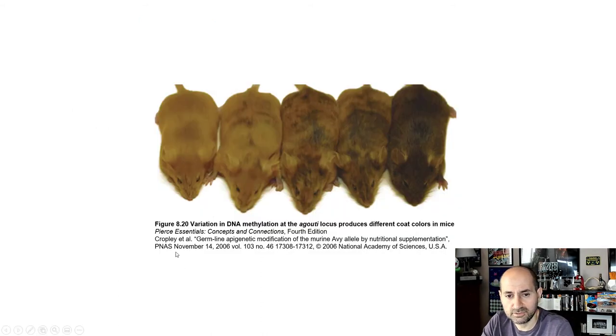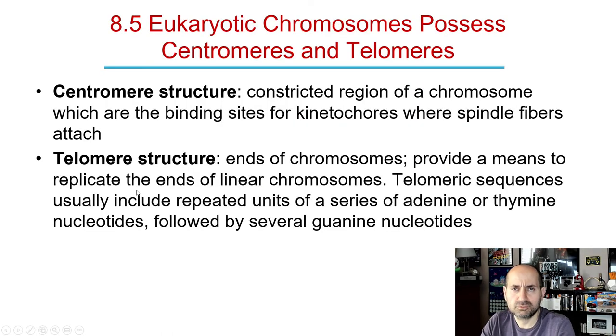And here you can see the agouti color in mice. You've got different coloring of the coat based on DNA methylation, right? And this is a type of epigenetic control of gene expression. We'll talk more about epigenetics later on, but it's very fascinating stuff.